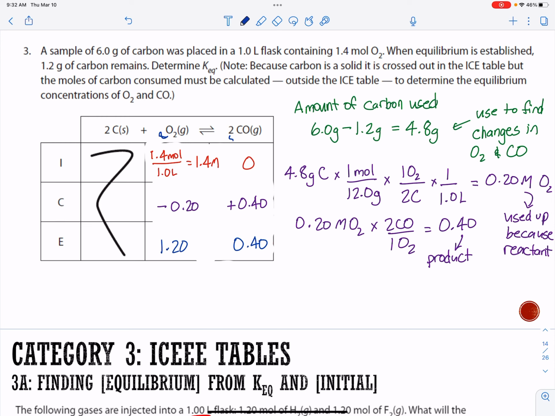Oh, I did have to calculate KEQ. Sorry, it says it in the question. Well, we'll do KEQ equals products over reactants. So I'm going to just take my 0.40, we'll square that, over the reactants, 1.20 to the first power. Again, I'm leaving out the carbon because it's a solid.